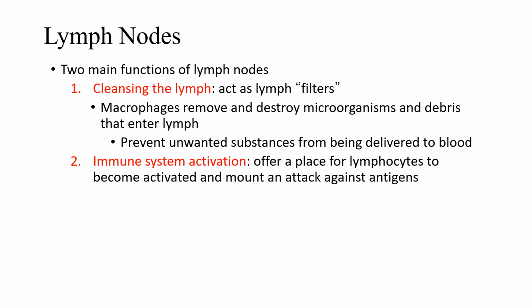So what is the job of a lymph node then? Well, it's actually filtering the lymph. For instance, the macrophages there are destroying any type of microorganism they recognize and any type of cellular debris that has entered the lymph. Basically, you don't want that cellular debris ending up in the blood. There are a couple reasons for that, but immune system activation as well, allowing the lymphocytes a chance to become activated and mount an attack against antigens. Because remember, these lymphocytes, they have kind of an off form where they're not doing anything. They actually have to be shown what antigen they're meant to attack. And so the lymph nodes are a place where that can happen.